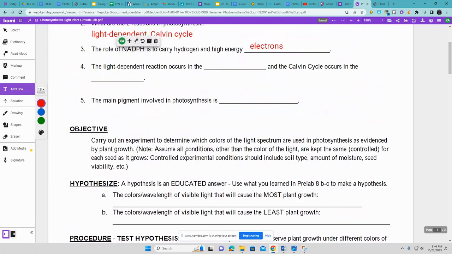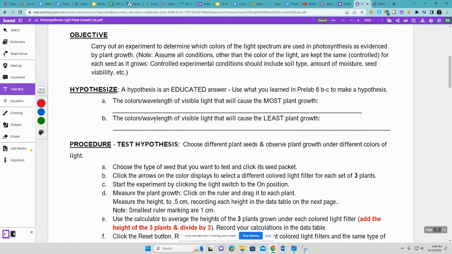All right, so now, you want to answer these. Hypothesis, this is just your guess. Which color of light do you think plants are going to grow the most? So you could put blue, you could put purple, you could put orange, green, whatever you think. And B, which color of light do you think plants will grow the least in? And remember, this is just your guess, so pick a color, put it right here.